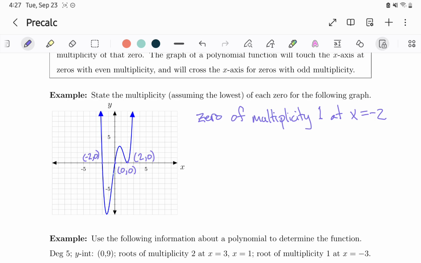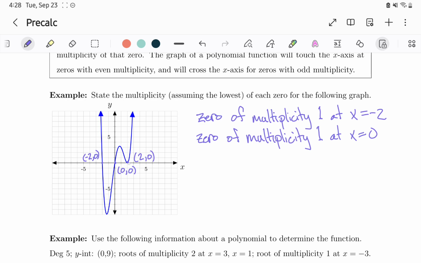if we look at the graph, so just to the left of the origin, the graph is below the x-axis, and just to the right of the origin, the graph is above the x-axis. So here, the graph is crossing the x-axis at that 0, so we would again assume the multiplicity is going to be odd, and since we're assuming the least, we're going to say 0 of multiplicity 1 at x equals 0.